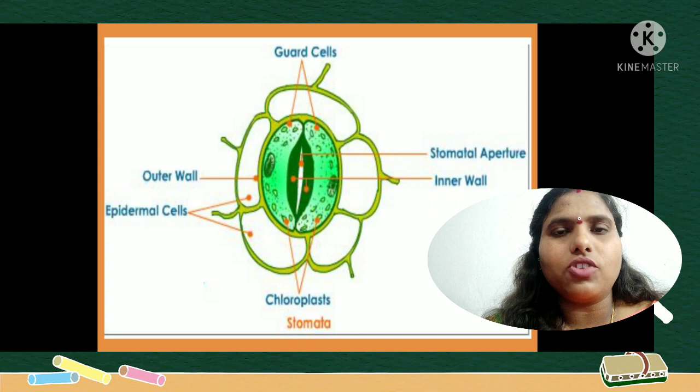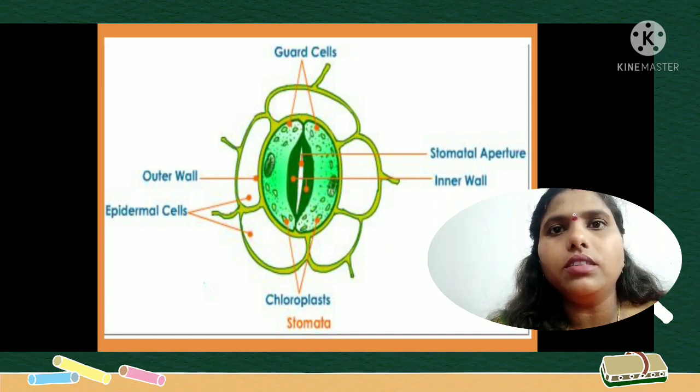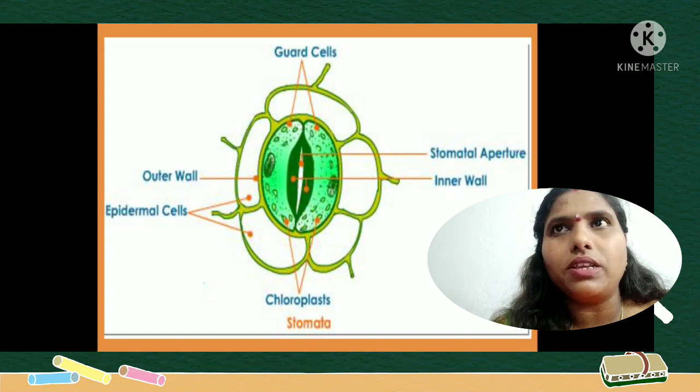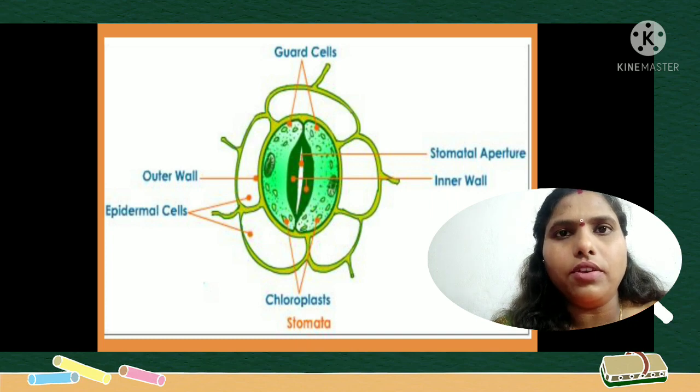In this stomata structure, bean-shaped cells are there. They are called guard cells. These guard cells are covered with epidermal cells, and subsidiary cells are also present. If you observe the middle of the stomata, the stomatal aperture is also there. The stomata is functionally very helpful to the plant. It is involved in transpiration and gaseous exchange also.